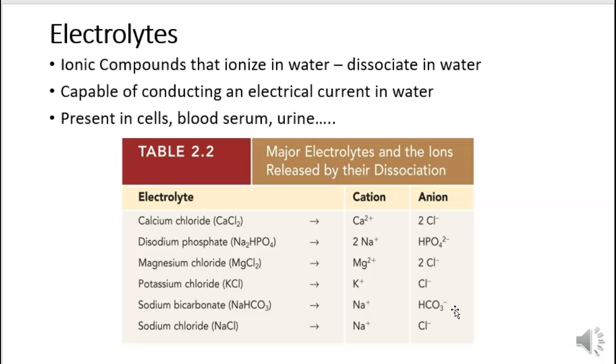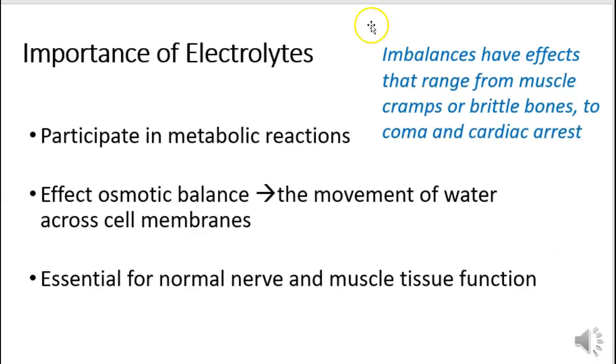We will talk more about pH balance in anatomy and physiology too, and you do not have to memorize all of these electrolytes. You should just be aware of the fact that they are ionic compounds that ionize in water and can conduct an electrical current. They are important because when they're not at the appropriate levels or they're imbalanced, they can cause problems. They have different effects that range from muscle cramps to brittle bones, even affecting the nervous system, causing coma, or maybe the heart, causing cardiac arrest.